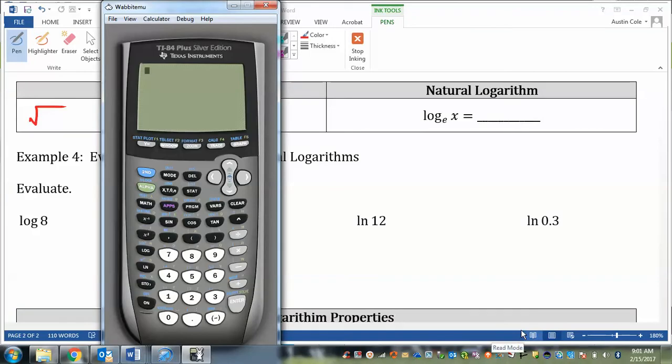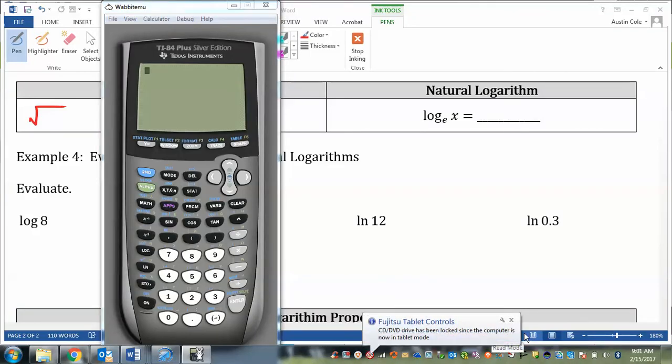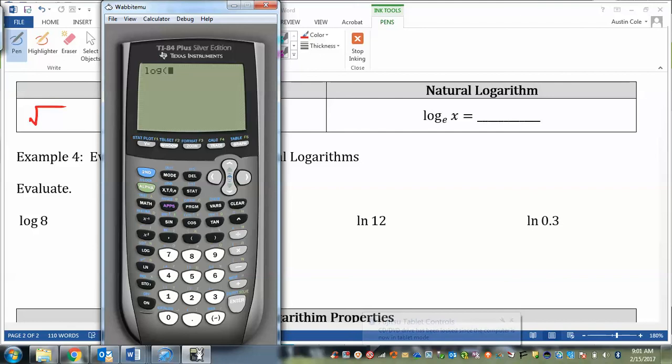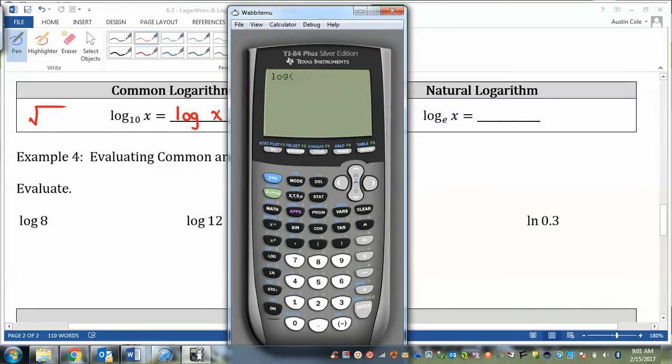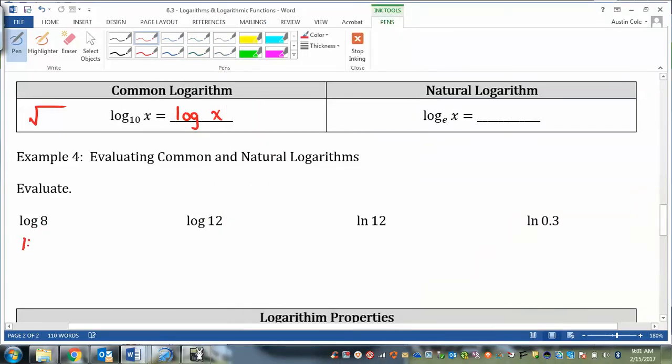There we go. If I look over here at the left side, right next to the 7, it says log. If I hit log, that is log base 10. I can't use that button if it's log base 4 or log base 7. It only works if it's 10. Looking at this example, it says log of 8. That literally means 10 to what power equals 8?